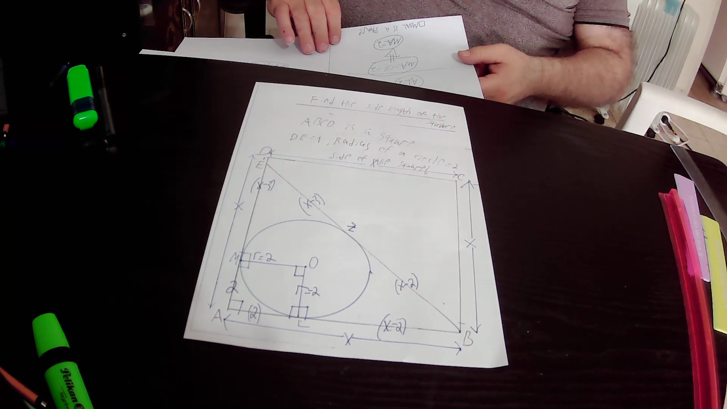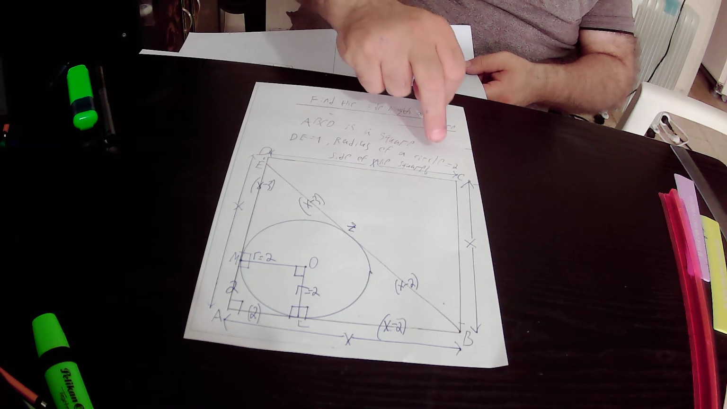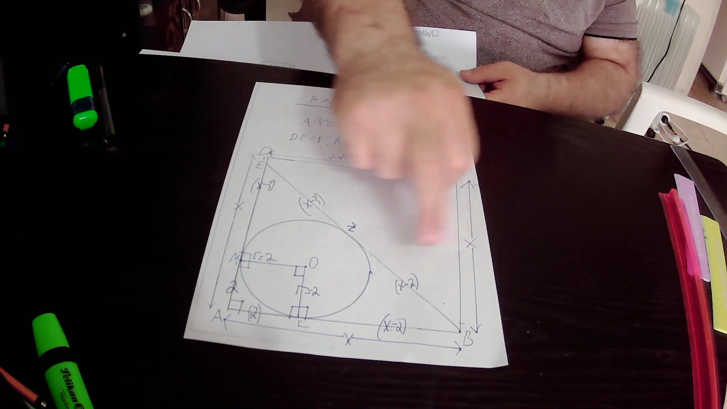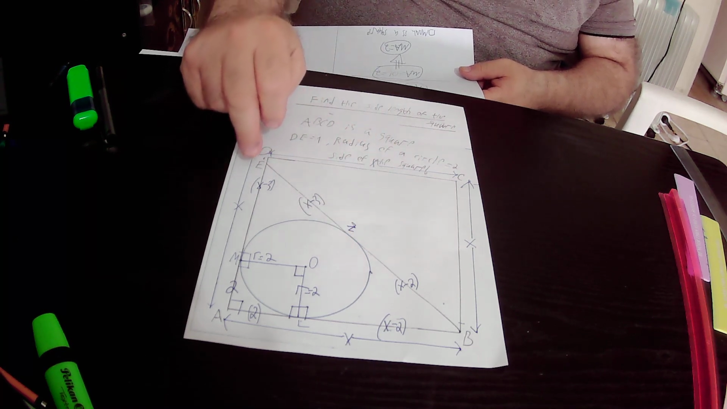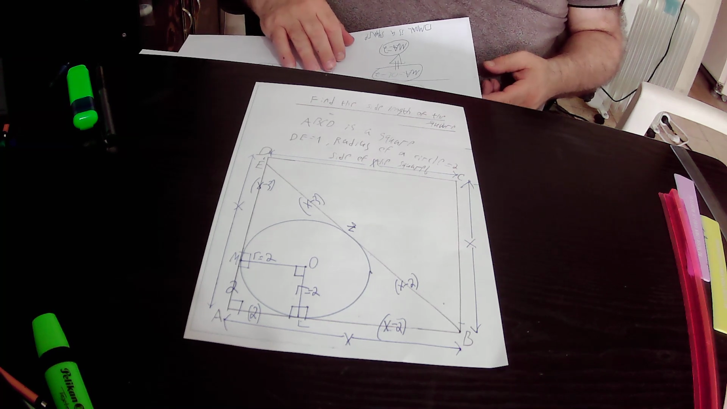So first of all, we define the side length as x. So this equals x, BC also equals x, AB equals x, and AD also equals x, according to our definition. Okay?